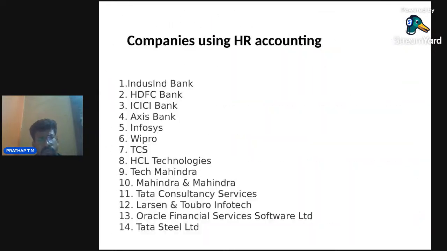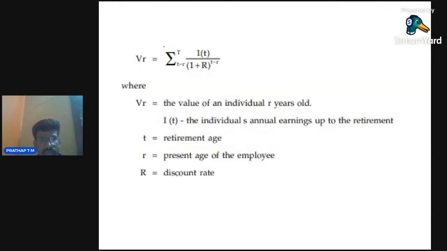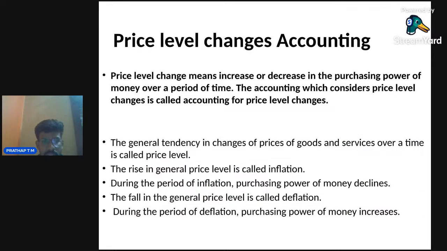So now I am moving to the next topic. Most of the things we have covered are only theory. Instead of that, I am going for a practical. I am directly moving to inflation accounting.